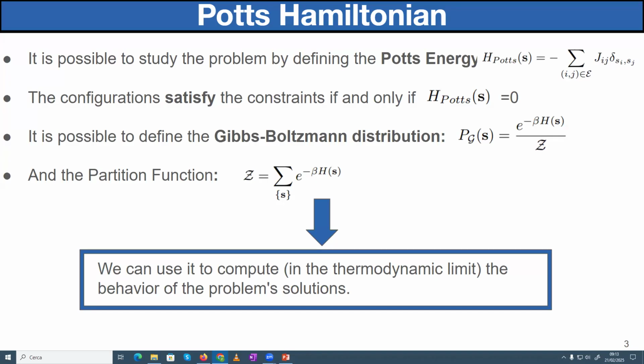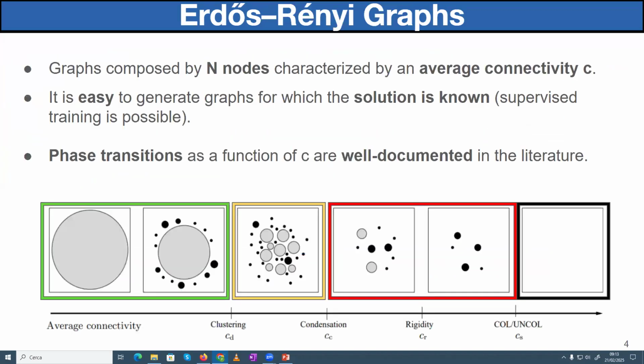Of course, we can define the Gibbs-Boltzmann distribution and the partition function, and we can use those two in order to compute in the thermodynamic limit the behavior of the problem solution. We focused on the Erdős-Rényi graph ensemble. We chose this ensemble because, as we will see, it's very easy to generate a graph for which the solution is known, and this is crucial if you would like to use a supervised approach.